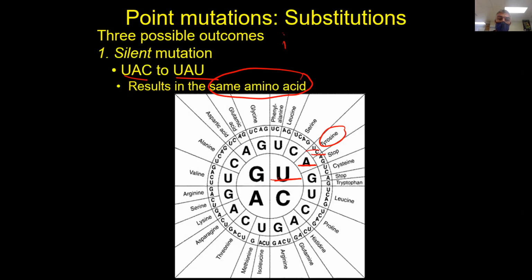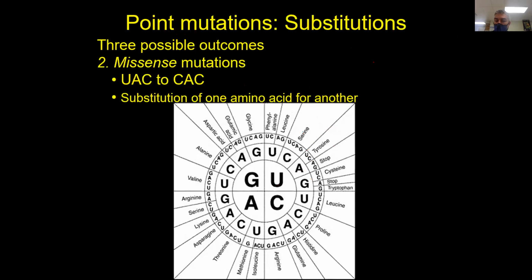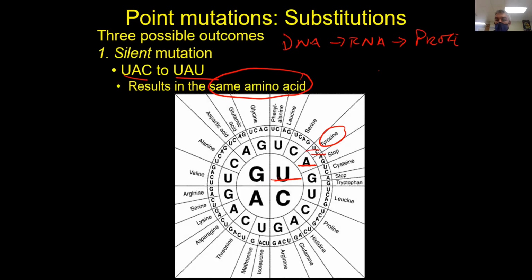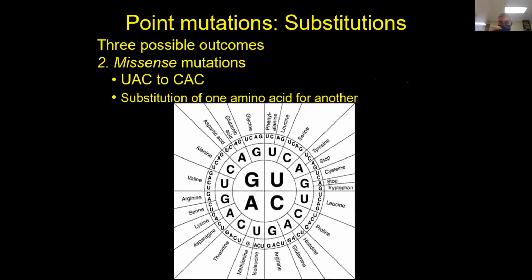Remember, we're going from DNA, dogma, to RNA, to protein. And protein is what's going to give me traits. Well, if I get the same amino acid, I'm going to get the same trait. So no effect whatsoever. That's when we call it a silent mutation. There's nothing that's different. Let's try this one.